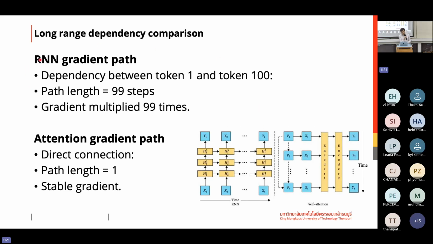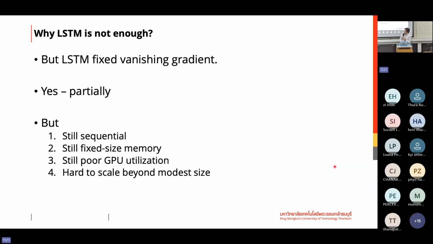Okay. Another thing that is good about attention compared to RNN: in RNN, the dependency of token 1 and token 100 are tied together, right? Token 100 depends on token 1, and the update of token 1 depends on token 100. So the gradient has to be multiplied many times. But in attention, you have just one step. The path length is just one. So it's a lot faster, more efficient. Okay, so LSTM is okay.